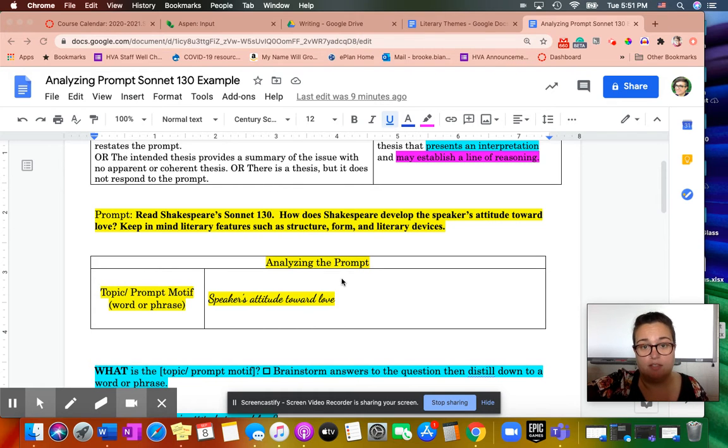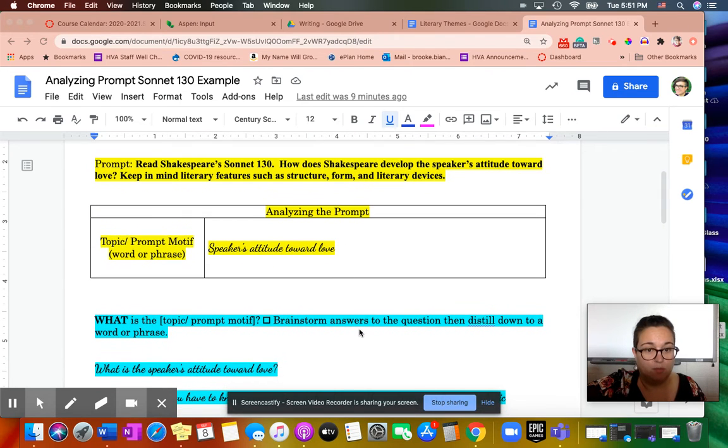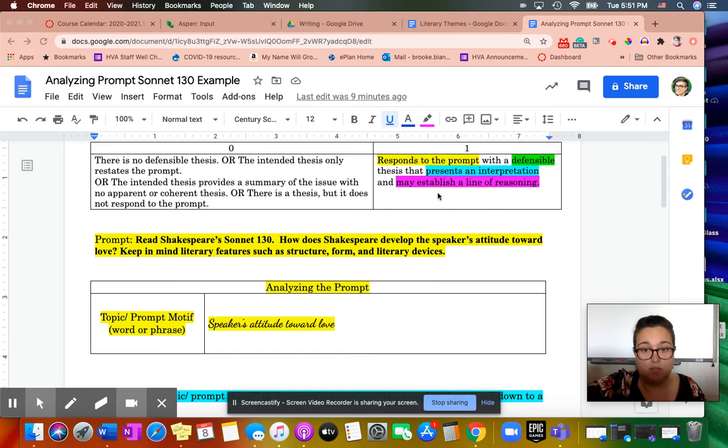So, the first thing we'll ask you to do on this form is to find the topic or the prompt motif. Basically, what I'm asking for is what is the main thing? What is the one thing, in a word or phrase, that this prompt is asking for? So you see in this one, I've decided that it's the speaker's attitude towards love. That's our question. How does Shakespeare develop the speaker's attitude towards love? That is the main thing we're talking about here. So we've isolated that, the speaker's attitude towards love. That's pretty easy.